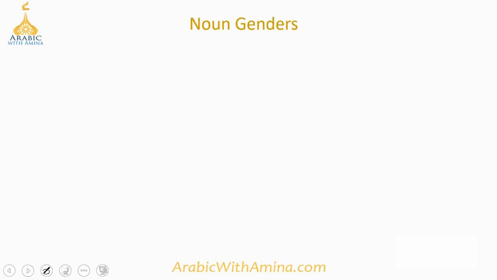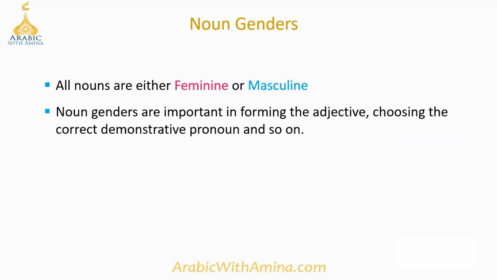Next, we'll move on to noun genders. All nouns in Arabic are either feminine or masculine. There are no neutral nouns in Arabic. Knowing the gender is important to form the correct adjective. Feminine nouns take feminine adjectives, whereas masculine nouns take masculine adjectives. Noun genders are also important in choosing the correct demonstrative pronoun, and we'll get to this later in the course.